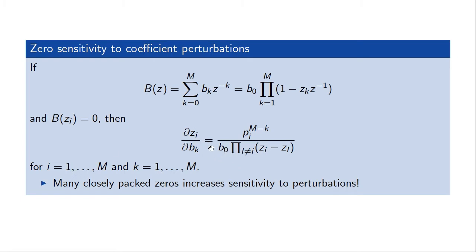So at least for all zeros from 1 to m, their derivative with respect to the b_k, where k goes from 1 to m as well, where m is the model order, is given by a very similar expression, only differing in the inclusion of this b_0 and the fact that we're looking at zeros and not poles anymore. But the argument becomes the same: if we have a lot of closely packed zeros in our transfer function, that also increases the sensitivity to perturbations of the overall system. And the argument in this case is exactly the same as we had for the poles.